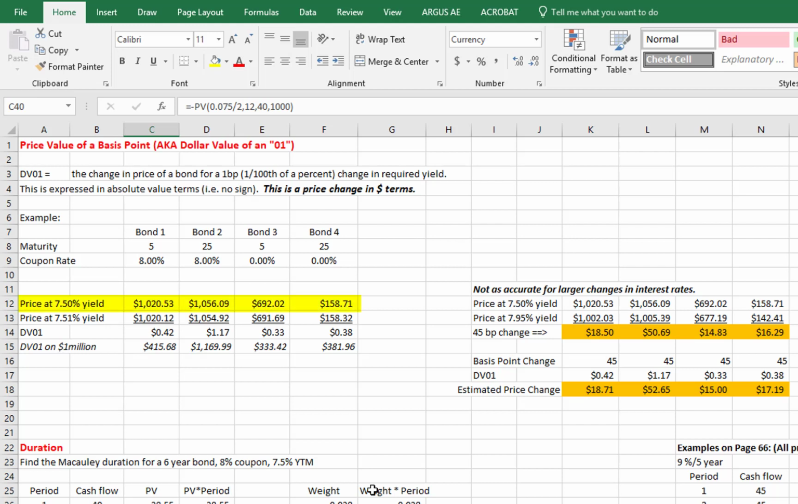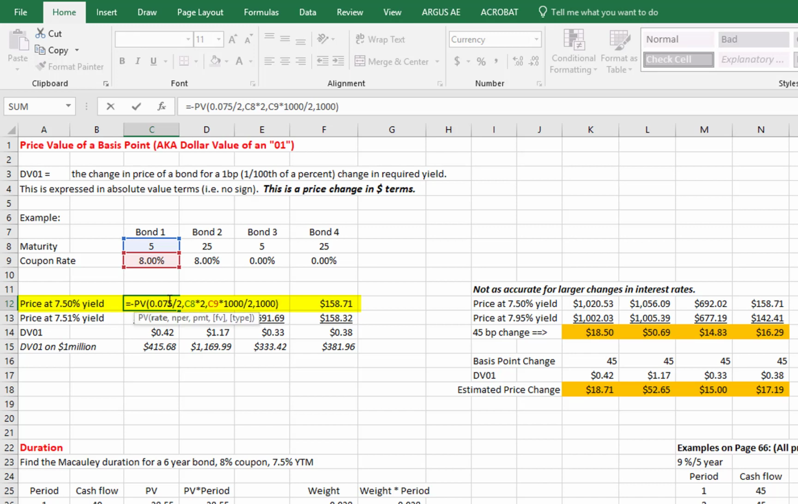So I've got the characteristics of a bond here. For instance, bond 1 is a 5-year bond with an 8% coupon. If the yield is 7.5%, I can look at this formula. The inputs here: the rate, not the coupon rate, the discount rate for the bond. The required rate of return is 7.5%, and we're going to divide that by 2 to get a periodic rate. The number of periods I'm linking up there to the maturity. So 5 times 2 periods.